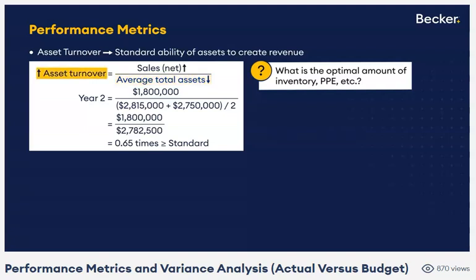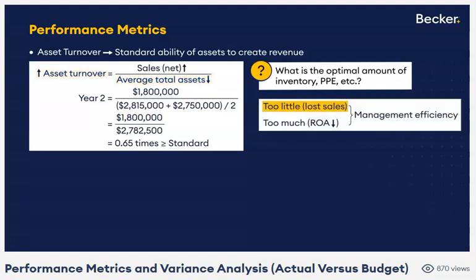So asset turnover. Now look, if you have too little assets, let's put it that way, you don't have enough in the denominator. If your denominator is too small, you don't have enough inventory, you don't have enough PP&E to meet the demand, you're going to have lost sales. That's not good. So if you have too few assets, you're going to have really high turnover, but you're losing sales.